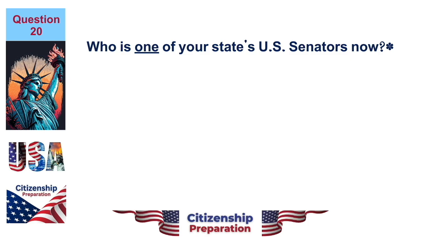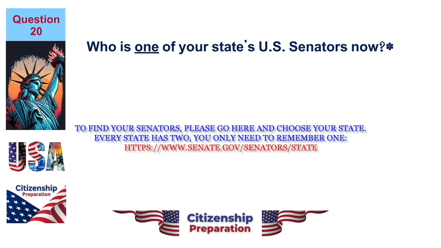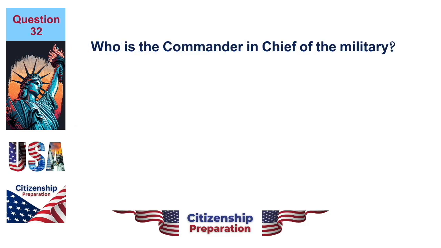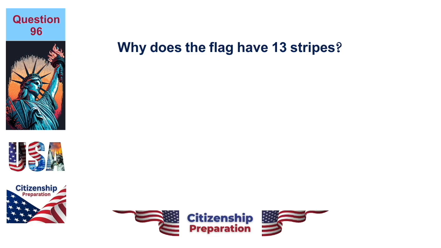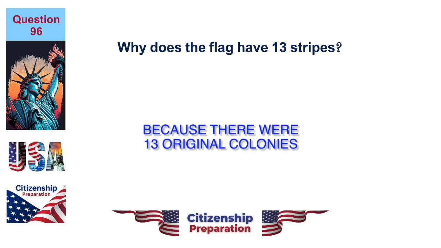Who is one of your state's U.S. senators now? Who is the commander-in-chief of the military? The president. What does the president's cabinet do? Advises the president. Why does the flag have 13 stripes? Because there were 13 original colonies.